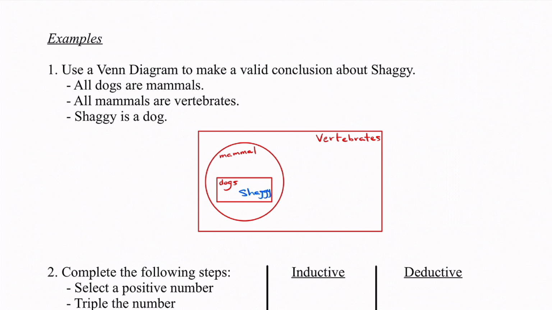Now from that, I can make some different conclusions. I can say that Shaggy is definitely a dog, they told me that, but Shaggy is also a mammal, and he also has to be a vertebrate because he is contained within both of those categories. So let's write that out. We can say Shaggy is a mammal and a vertebrate. Okay, so we've proven that, and with this one, we didn't even have to use any algebra. So not every question you're going to do is going to use algebra.